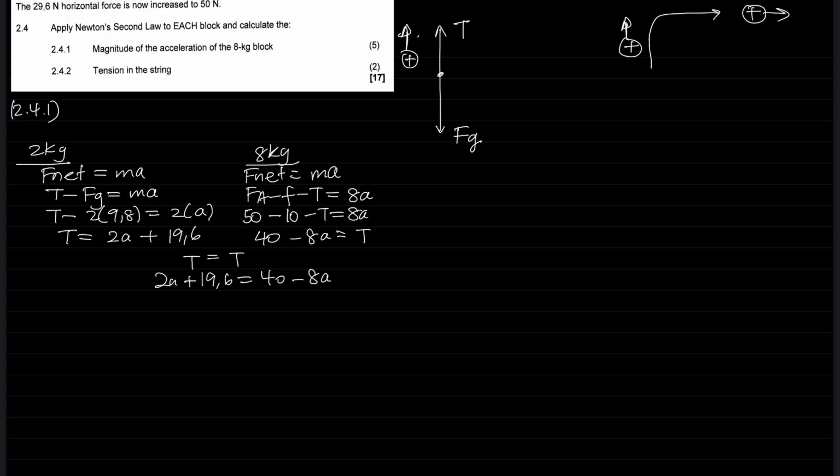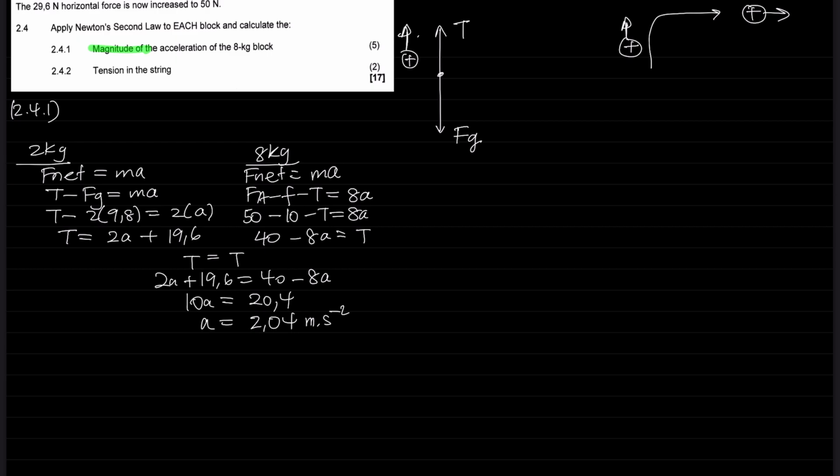We can then take the minus 8A over. We'll get 10A equals 20.4. That means A is equal to 2.04 meters per second squared. Now they ask for magnitude, so we do not need to give the direction.